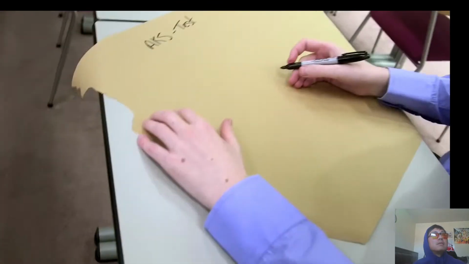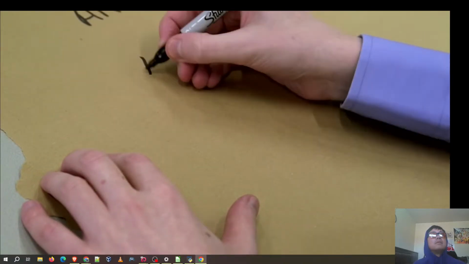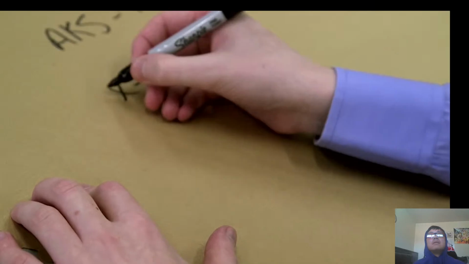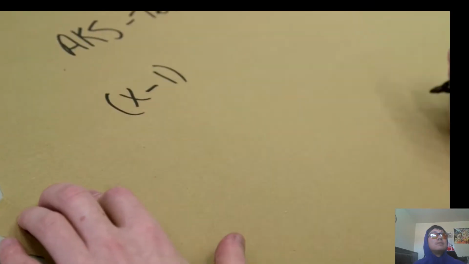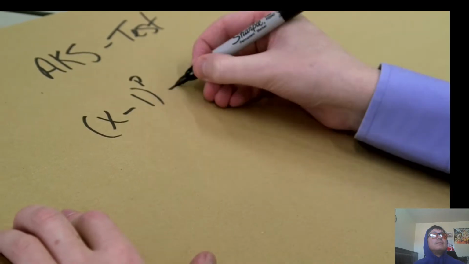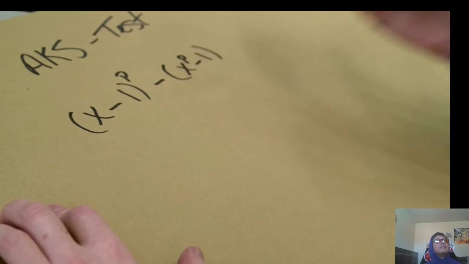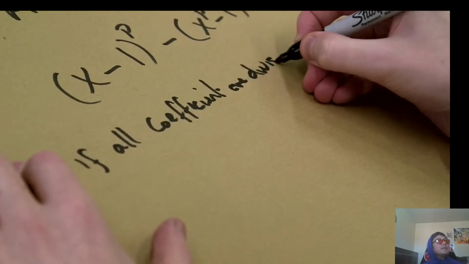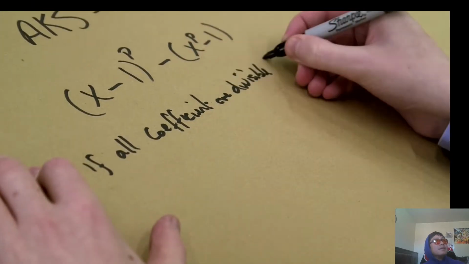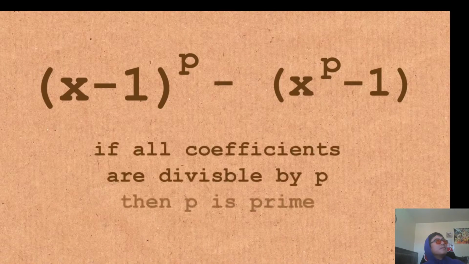And the test is, if you've got a number p, I'll take x minus 1 to the power p, and then we're going to subtract x to the p minus 1. All right. So it's a polynomial. I'll show you an example in a second. If all coefficients are divisible by p, then p is prime. And if they're not, it's composite. It's 100% this test.